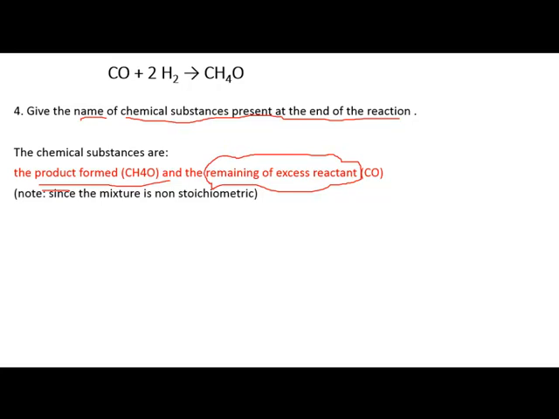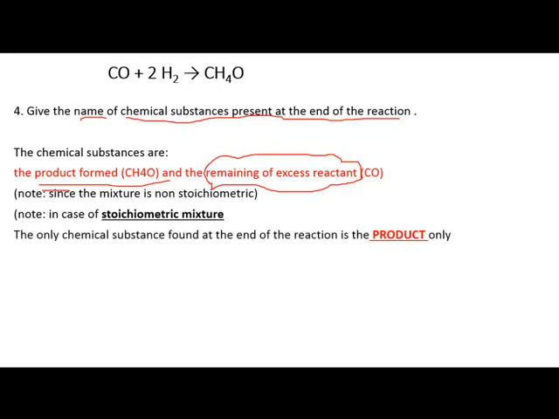If the mixture is stoichiometric, what will be the chemical substance present at the end of the reaction? When we have a stoichiometric mixture, only the product exists at the end of the reaction, because in the case of a stoichiometric mixture, all the reactants found in the chemical equation are completely consumed. Only products exist.